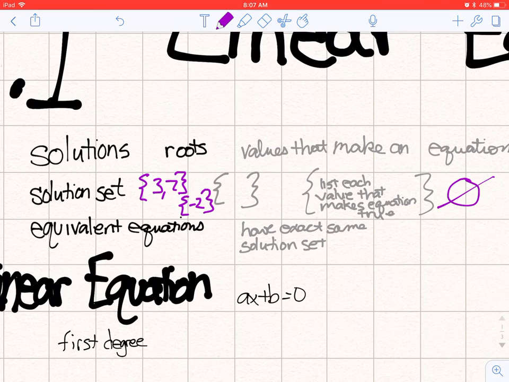Equivalent equations have the exact same solution set. So if I said that I had x plus 3 equals 0 and x squared equals 9, -3 satisfies both of those equations, but the bottom equation also is satisfied by a +3. So those would not be equivalent equations, okay? But they have the exact same solution.